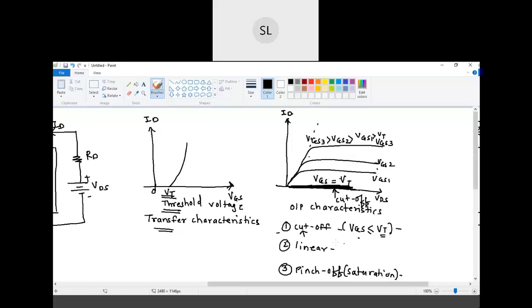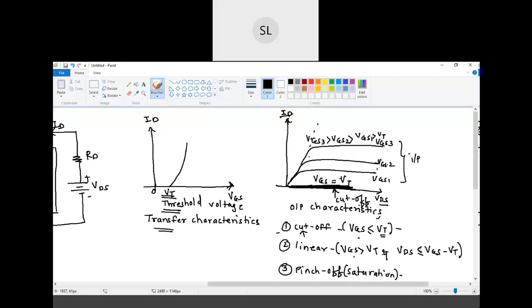This linear region will be defined by the most important condition that the gate voltage needs to be greater than the threshold voltage, and the drain to source voltage is less than or equal to VGS minus VT. Here we can see that the output characteristics is the output voltage versus the output current for a constant input voltage. So this is the input voltage VGS 1, 2, 3, the output voltage is VDS, and the output current is ID. Output characteristics is always a graph of output voltage versus output current for a constant input voltage.